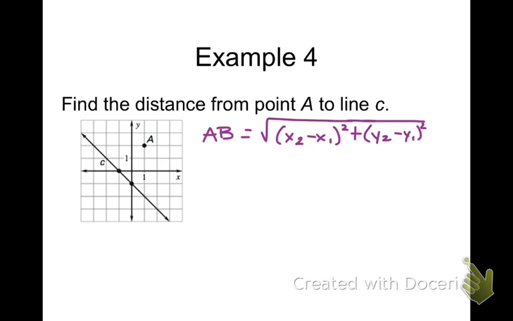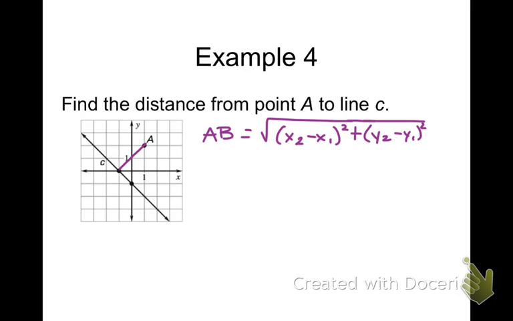So don't write this, just watch. If I drew a line straight down from A to line C, would that be the shortest distance between point A and line C? No, that would not be the shortest distance. What about if I went horizontally? Is that the shortest distance? No. My shortest distance really is straight right there, perpendicular. Well, we could make it perpendicular.